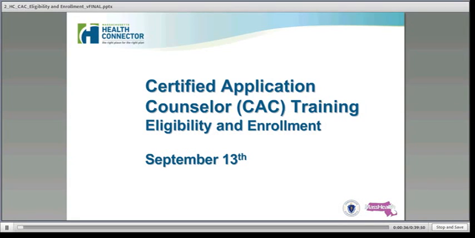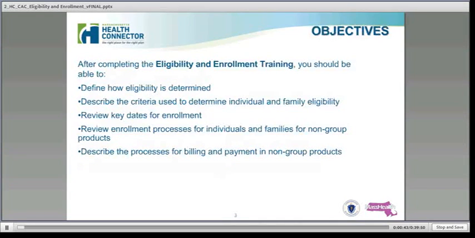So I'm going to start right on slide 3 of this presentation. There are some major concepts that are going to be covered and we want you to feel comfortable with. We want you to feel comfortable with understanding how eligibility is determined, and with describing the criteria used to determine individual and family eligibility. We're going to review key dates for enrollment. We're also going to step through the enrollment processes for individuals and families for non-group products and describe the processes for billing and payment in non-group products.